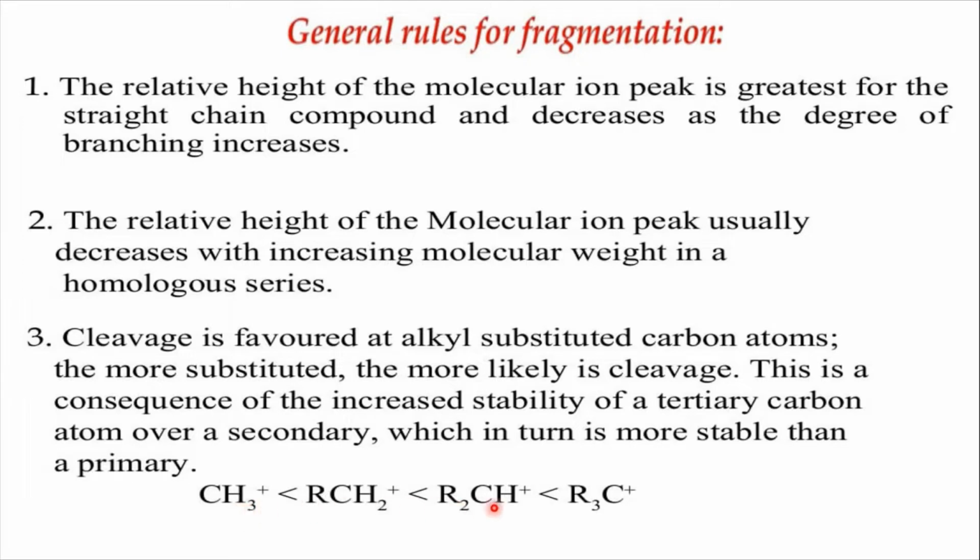So this is the order of stability of the carbocations, and it is due to the position of the carbon atom and the alkyl group that the cleavage also occurs at the branching point. So cleavage is favored at an alkyl substituted carbon atom, and that leads to the formation of a more stable carbocation.